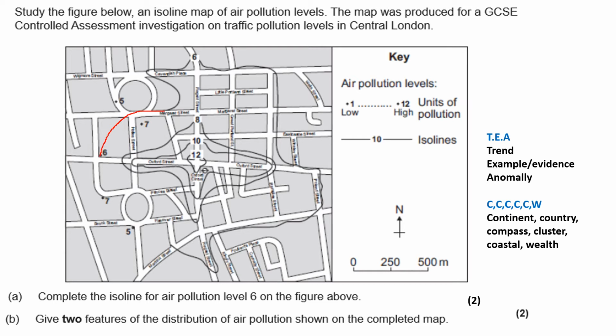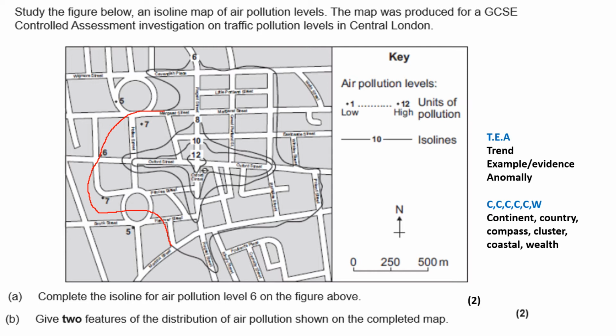I'm just going to wait here because we've got a 7 there. We've got a 5 there. It looks like we need to join it up to here. So we're going to have to go this way and then through the middle there, because that would be 6, between the 6 and the 7, and then join it back up with the 6 there. So there's my completed ISO line. So I've done that for you for question A.